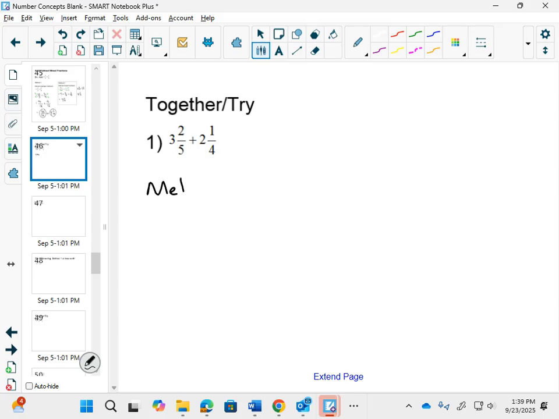We'll start with method 1, which meant we want to write these as improper fractions. Do some mental math in your head first. This is a great strategy for learning math.